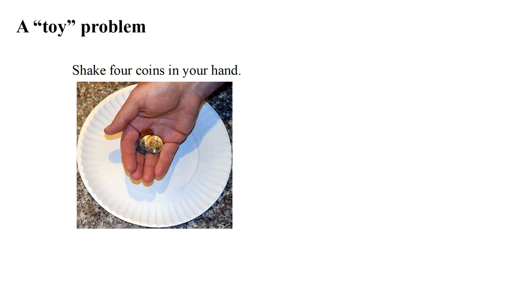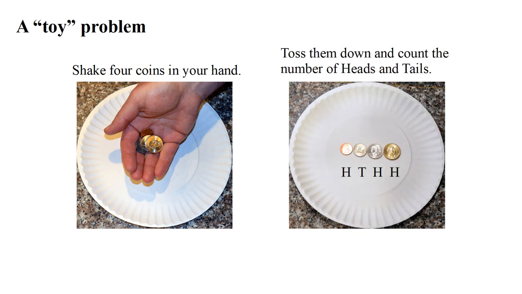Suppose you take four coins, shake them in your hand, toss them on a table, and count the number of heads and tails. What will you find? Well, I did that, and here are the results. Three coins show heads, and one coin shows tails. And, if you use U.S. penny, nickel, quarter, and dollar coins, the nickel will be the one that shows tails.